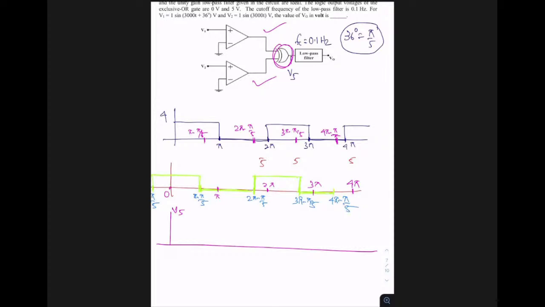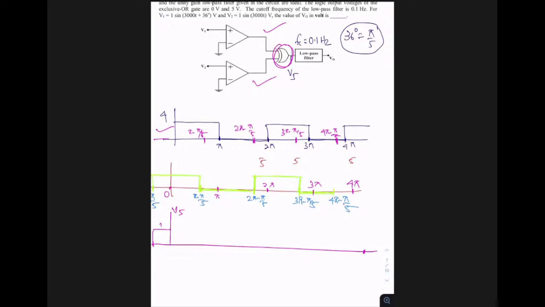Now what is the property of this XOR gate? The property of an XOR gate is when both inputs are different, the output is 1. When both inputs are the same, the output is 0. So let us take my observations from minus pi by 5 till 4 pi. Between minus pi by 5 to 0, you can see this is 0 and this is 1, so we'll get 1 here.